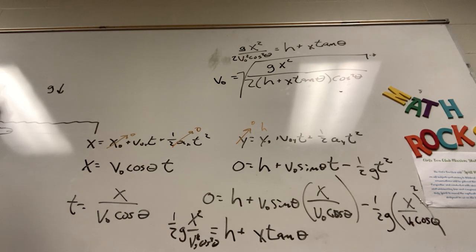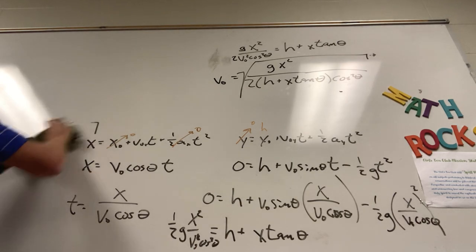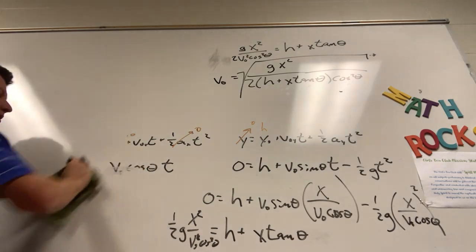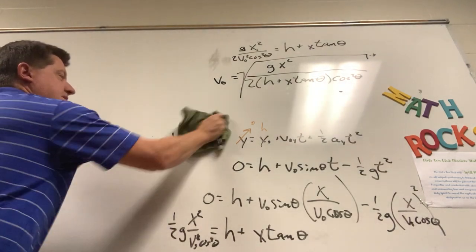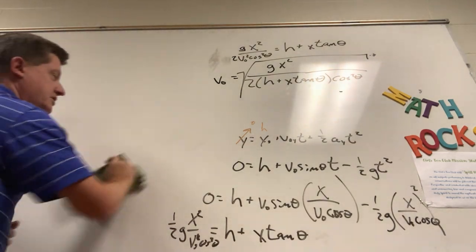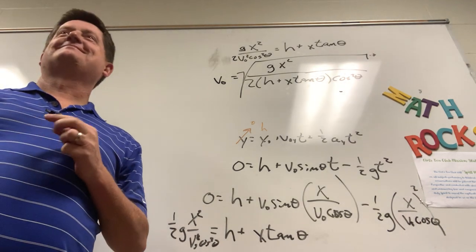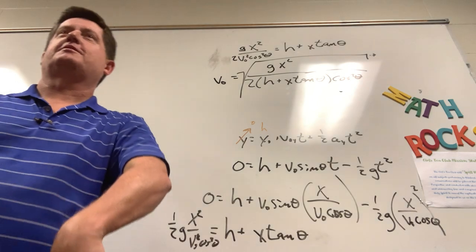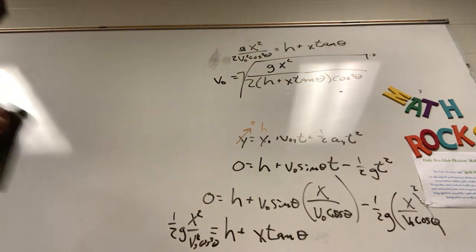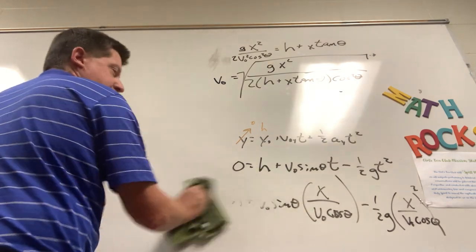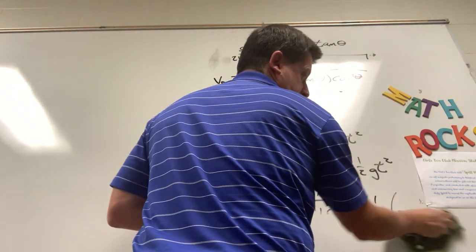That black looks good, but it's hard to erase. While I'm doing this, what is the acceleration of an object in free fall? G, that way, whatever you know, it can be positive or negative, depending on what you call your reference range, right? Does acceleration in my vertical direction affect anything in my horizontal? No.